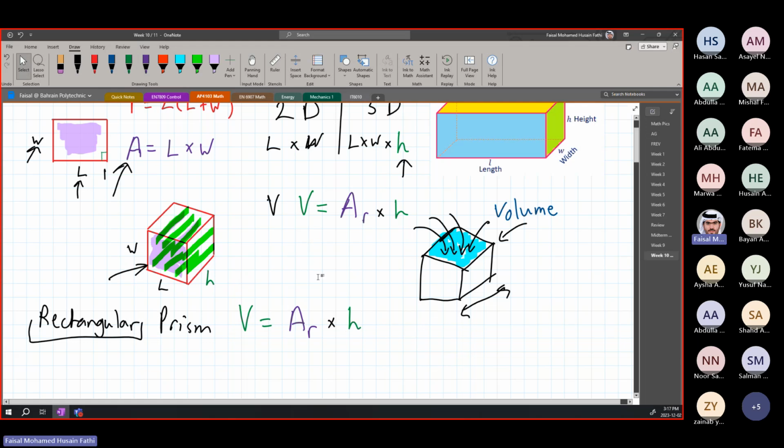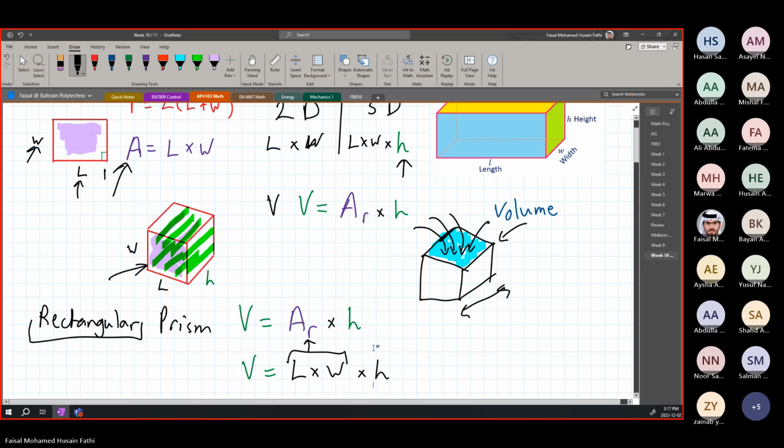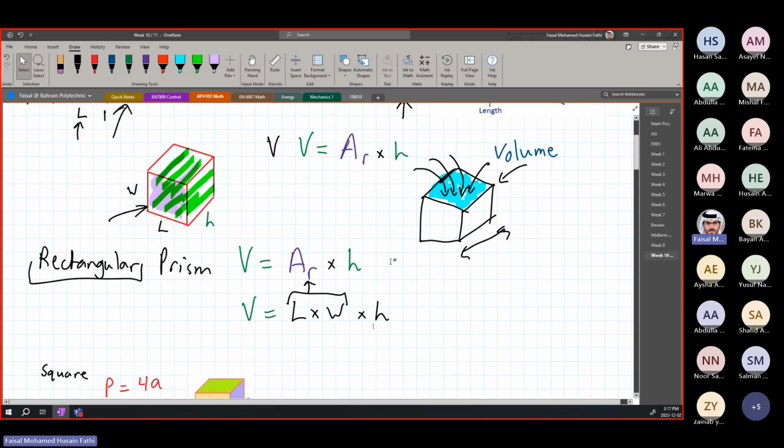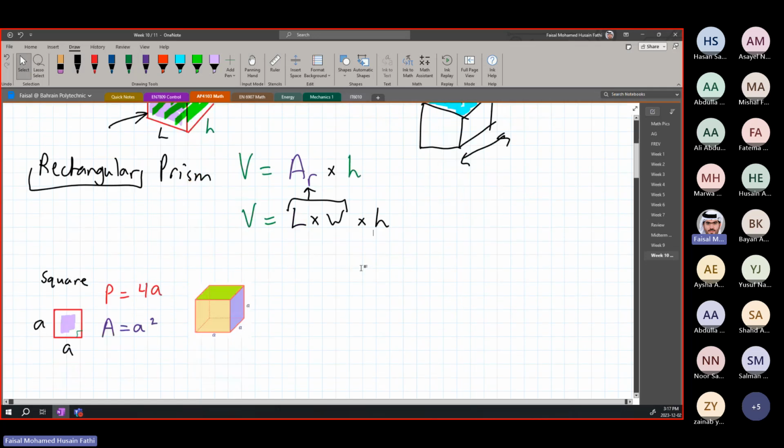Okay? So if we want to substitute, we could just say the volume is equal to the length times the width, which is just, all of this is just the area, times the height. And that's exactly the same concept we're going to apply for all the different shapes that we're going to see here. So moving on to a square.